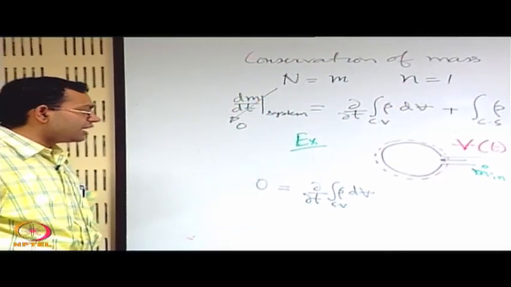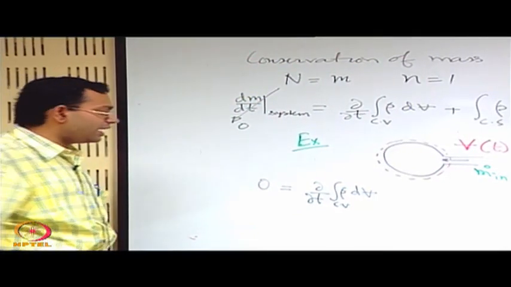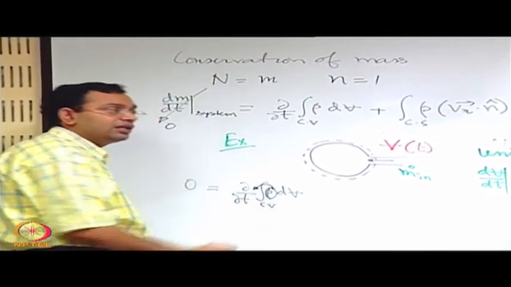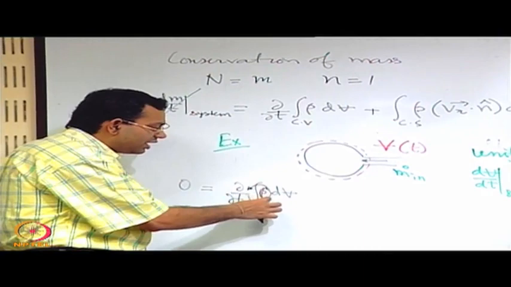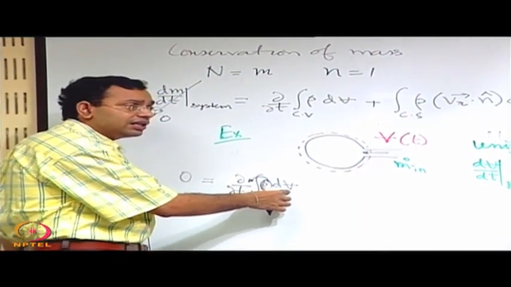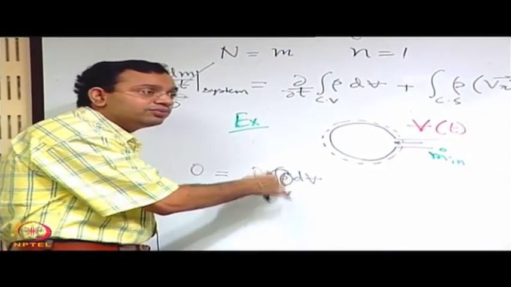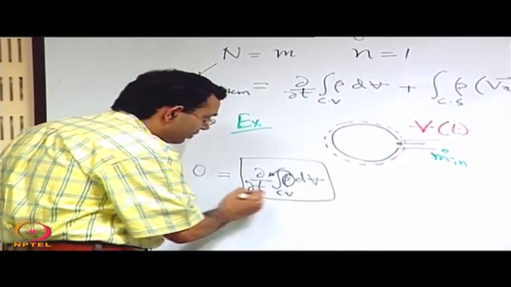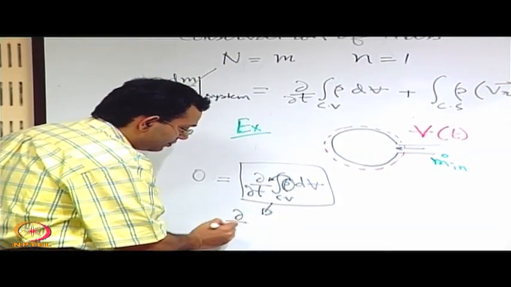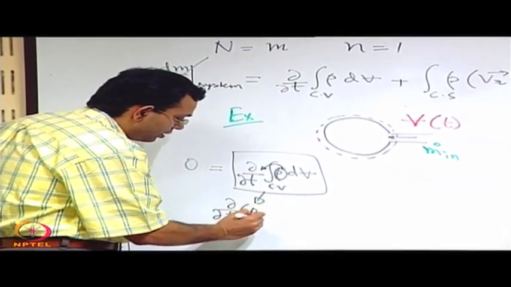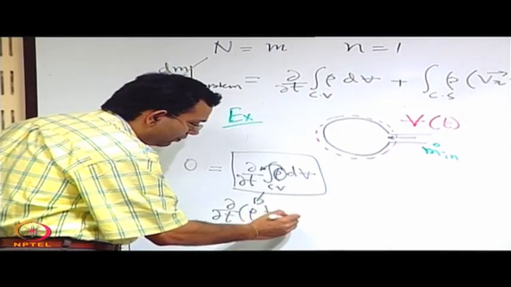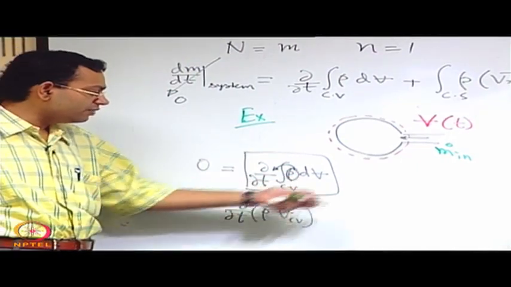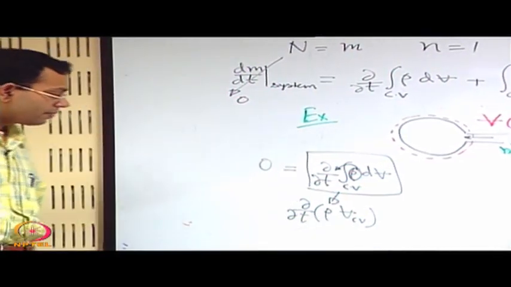So, if at a given time rho is uniform everywhere, it may be possible to take rho out of the volume integral, because this integral is testing the rate of change within the volume. If you take rho out of the integral, this first term becomes rho times the volume of the control volume, because the integral of dV becomes the total volume of the control volume.